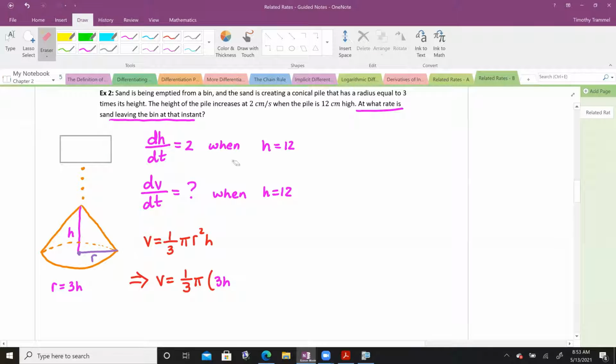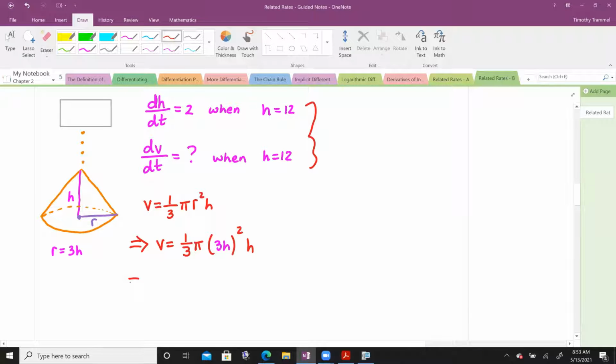And now, if the marker changes color here, there we go. Now, we don't have any r's in this equation. And that's great because you can see we didn't really care about r in the first place. It wasn't one of the rates or one of the givens. It wasn't something we were concerned with.